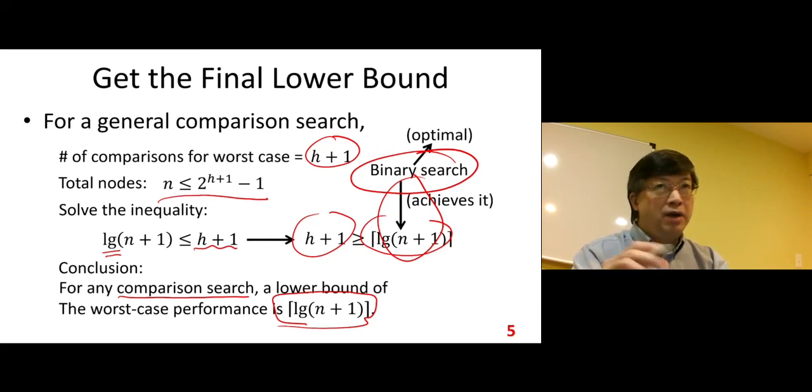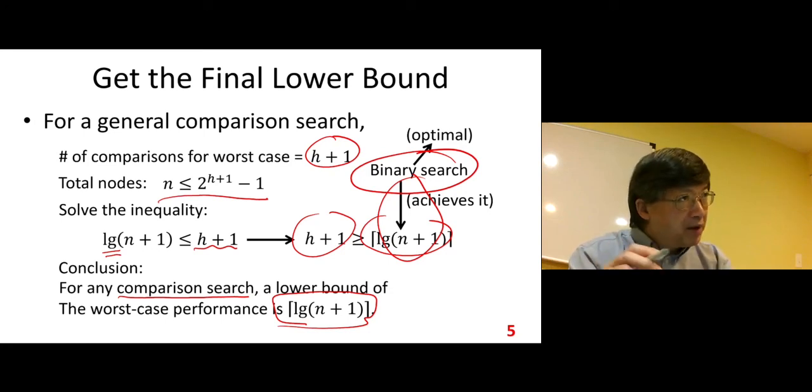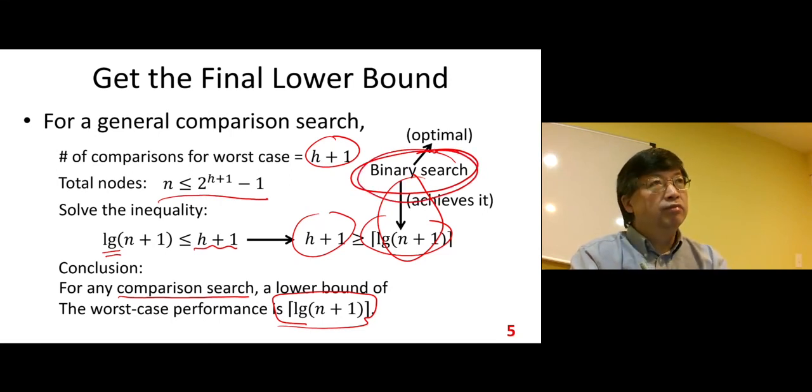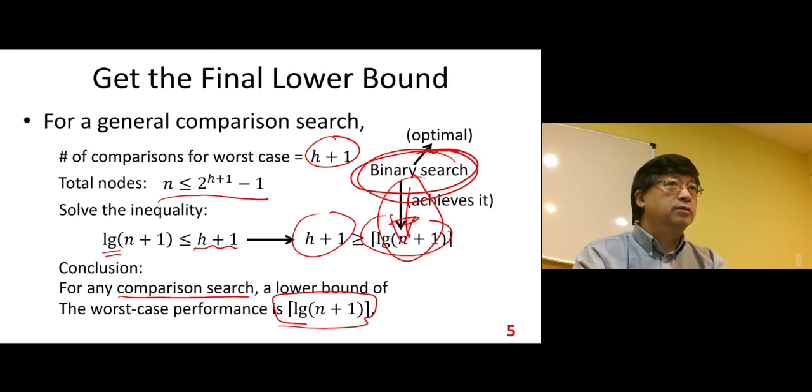Do not drop that word comparison. Otherwise, it won't be true. So among all the comparison searches, the binary search is optimal because it reaches this lower bound.